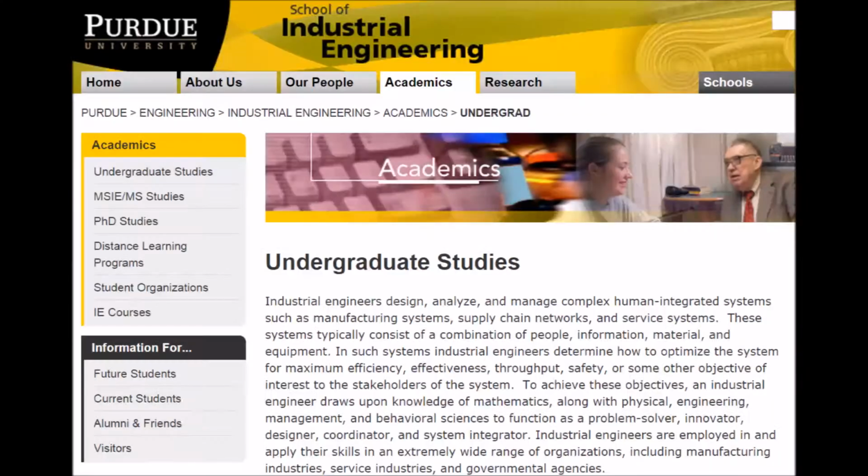Students who choose to go with IE would learn ways to design and manage human integrated systems like factories or service systems or schools. It's a combination of both mathematics and social skills. So industrial engineers would usually need to find the maximum efficiency of the whole system and therefore increase its safety and have a much more profitable and efficient way of manufacturing.